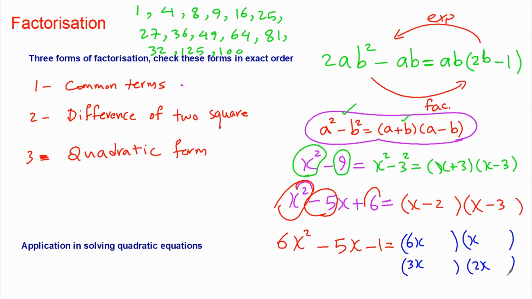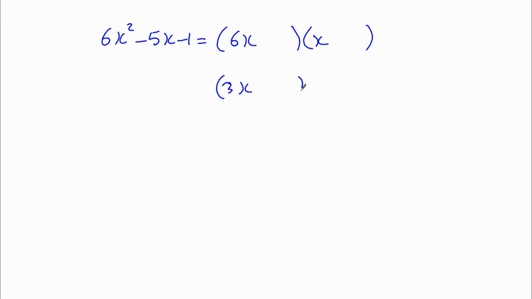Now I need to look at numbers that would complete this expansion to give me 6x squared minus 5x minus 1. So I will come to that example later on the next page. Maybe I can just expand this now. So just to show how this works, 6x squared minus 5x minus 1, we mentioned that it would be either 6x and x, or 3x and 2x, because in either one of them, 3x times 2x is 6x squared, and 6x times x is again 6x squared.